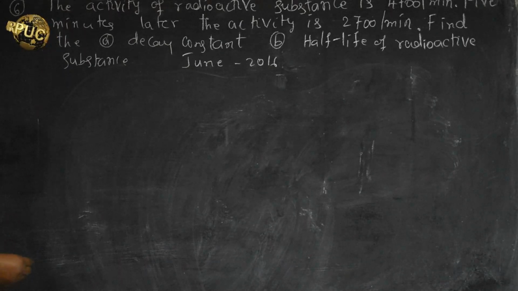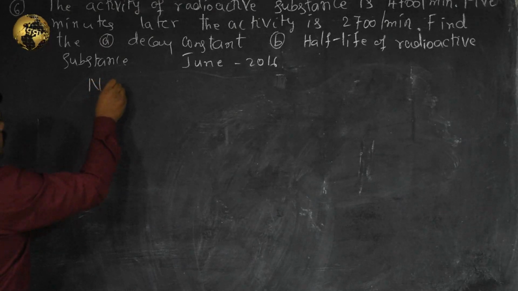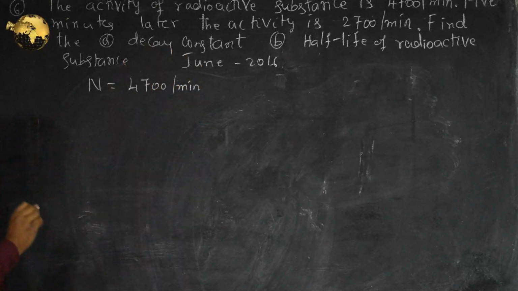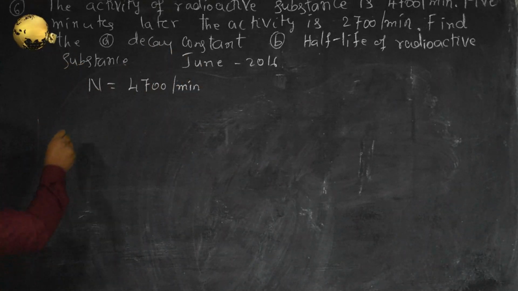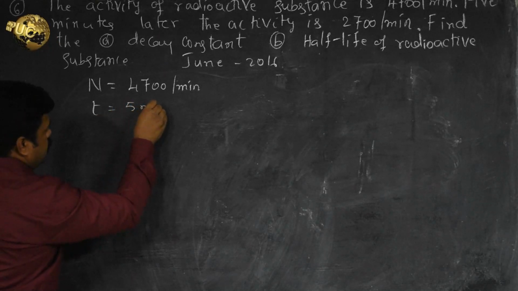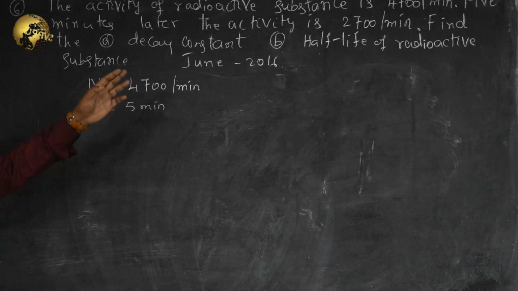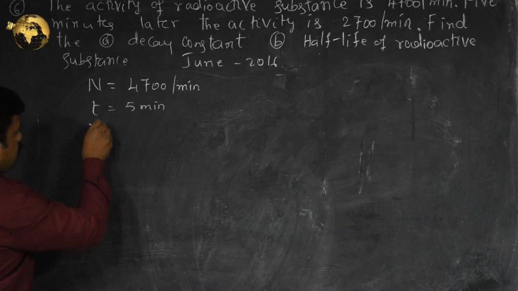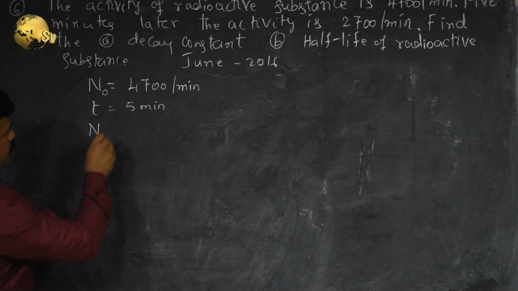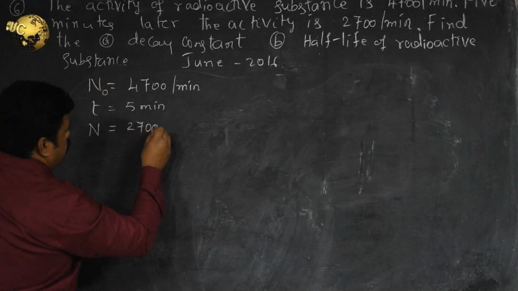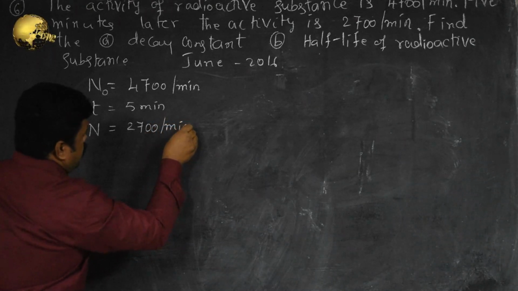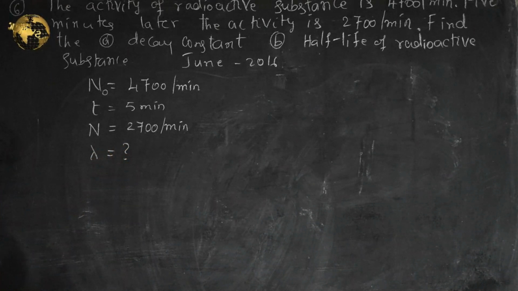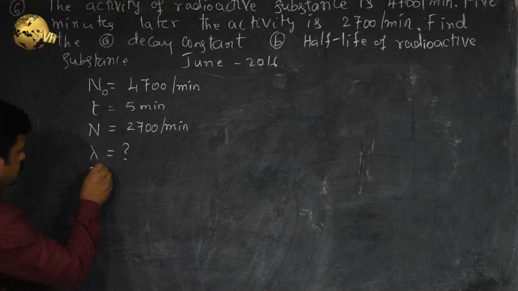4700 per minute. So activity, let me represent it as N, is equal to 4700 per minute. 5 minutes later, so t is equal to 5 minutes, the activity is 2700 per minute. So N, let us say this is the initial, that is N naught, and this is 2700 per minute after 5 minutes. Find the decay constant, that is lambda, and the half-life of the radioactive substance.